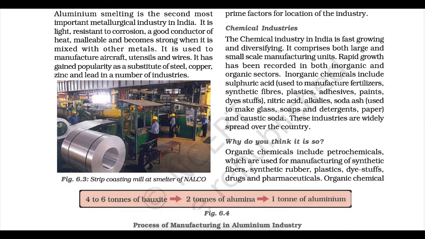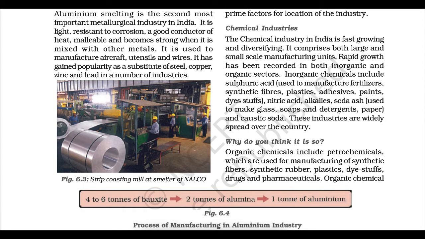Chemical industries. The chemical industry in India is fast growing and diversifying. It comprises both large and small scale manufacturing units. Rapid growth has been recorded in both inorganic and organic sectors. Inorganic chemicals include sulfuric acid, which is used to manufacture fertilizers, synthetic fibers, plastic adhesives, paints, dye stuffs. Nitric acid, alkalis, soda ash, which is used to make glass, soap, and detergents, and paper, and caustic soda. These industries are widely spread over the country.